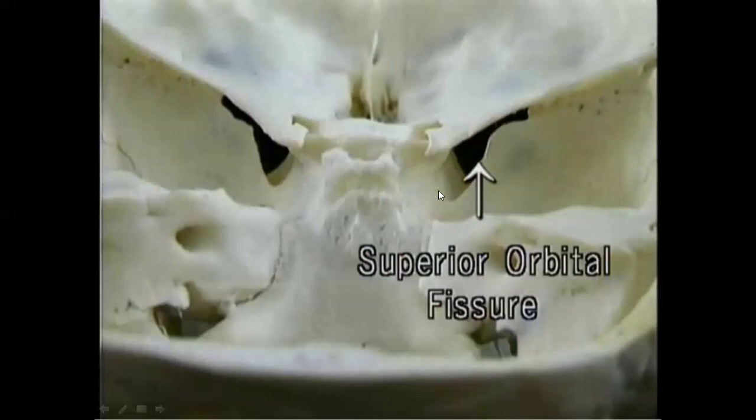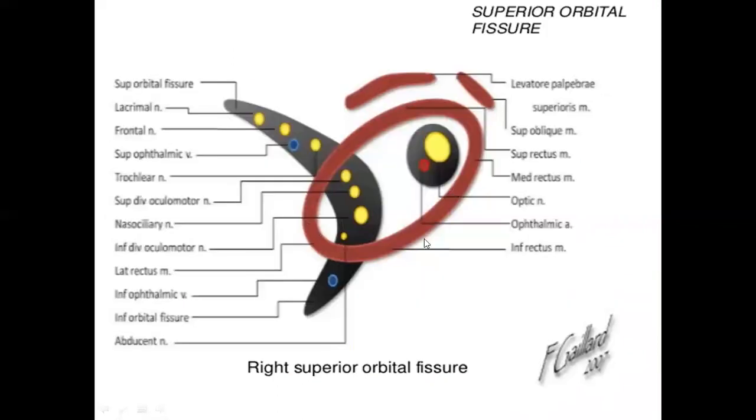Now the next one is the structures passing through this superior orbital fissure. In the medial compartment, the structure passing is the inferior ophthalmic vein.